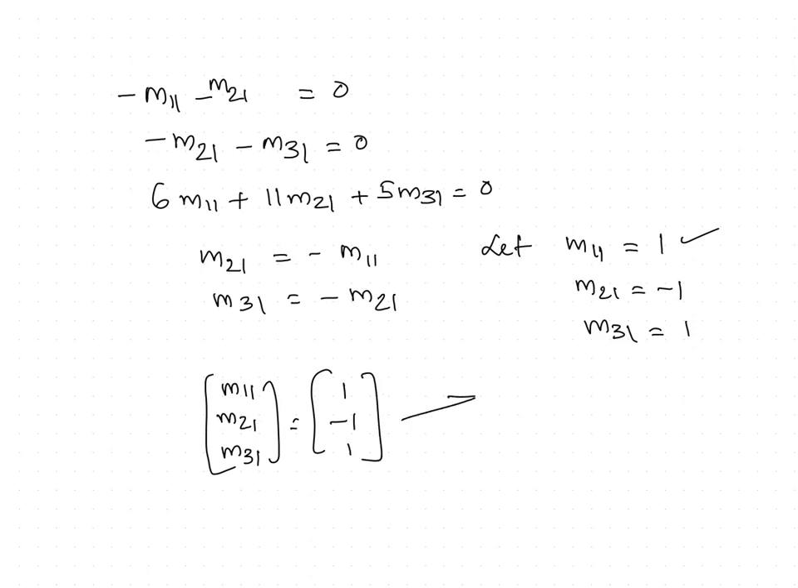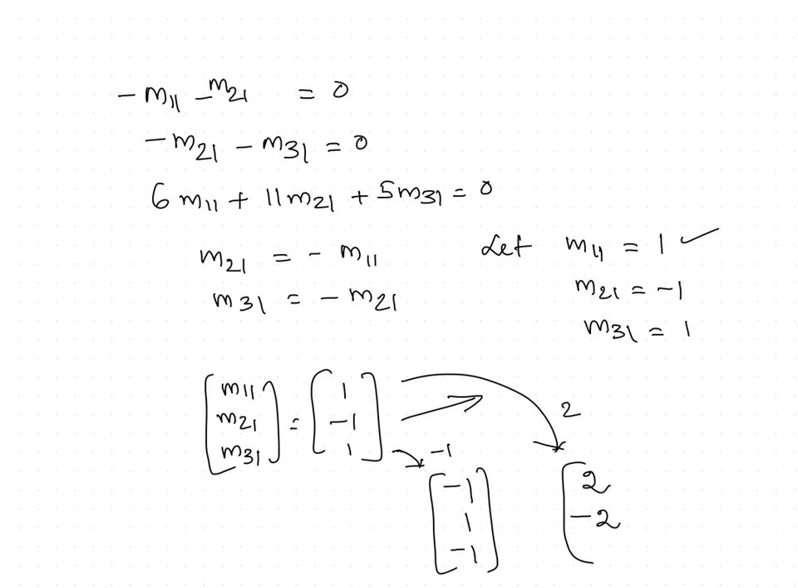It can be any scaled version. The whole matrix can be multiplied by minus 1. Another eigenvector for lambda I equal to minus 1 can be minus 1, 1, minus 1, that is, this matrix multiplied by minus 1. I can multiply this matrix by 2 and have an eigenvector corresponding to lambda I equal to minus 1 as 2, minus 2, 2. Any scaled version of this matrix can be an eigenvector.